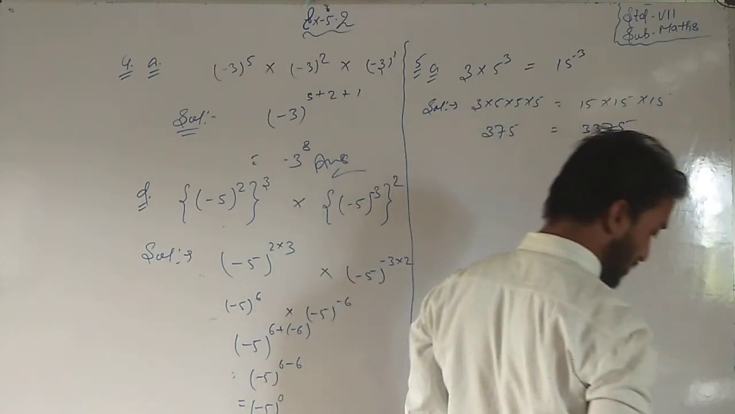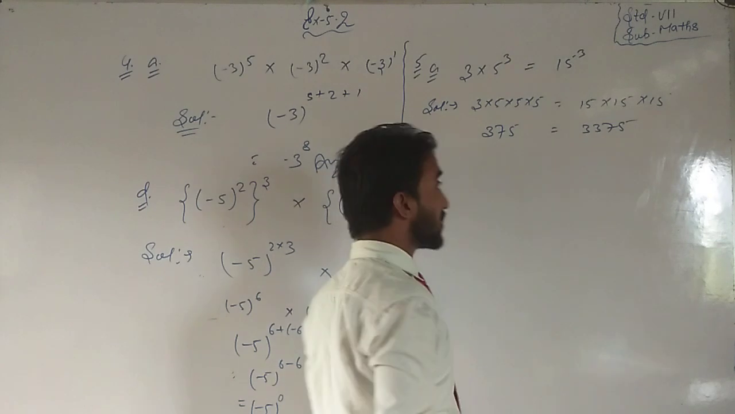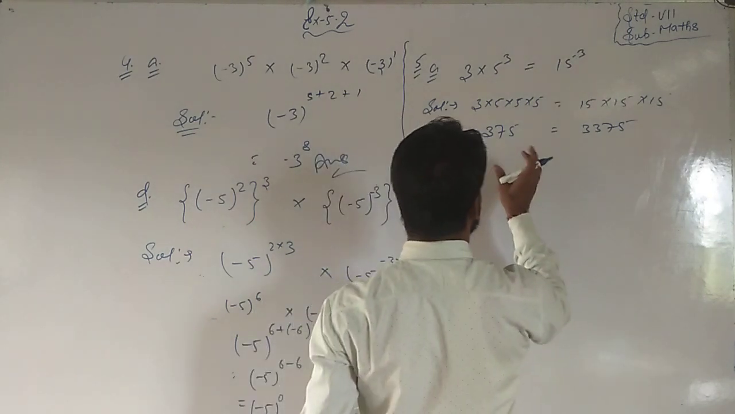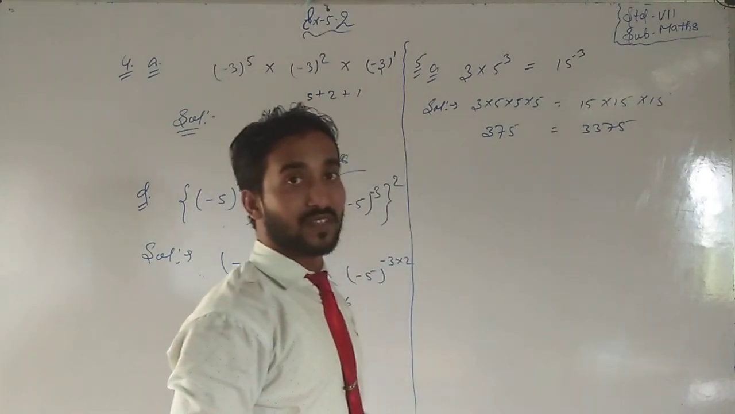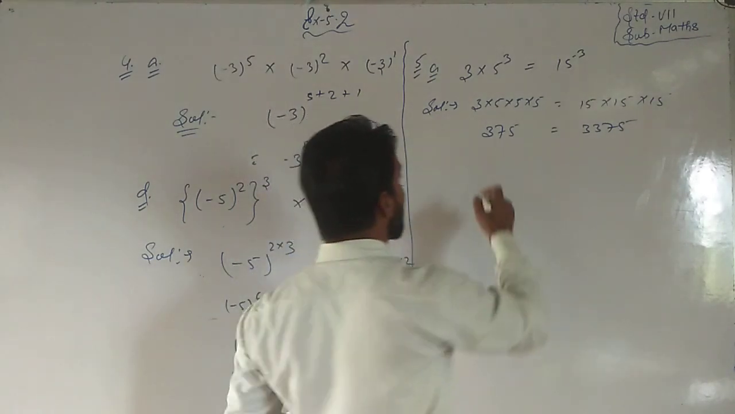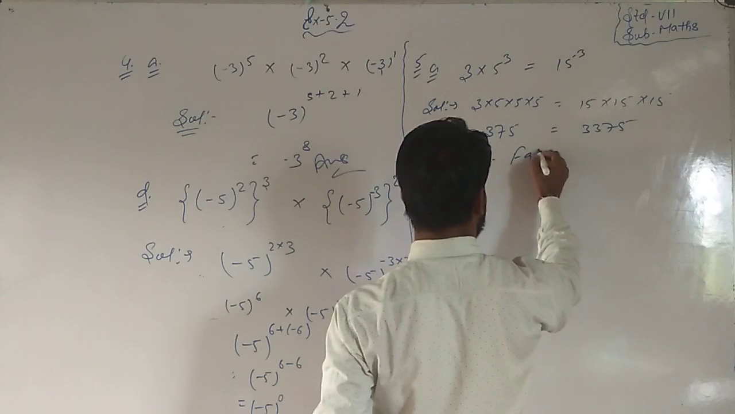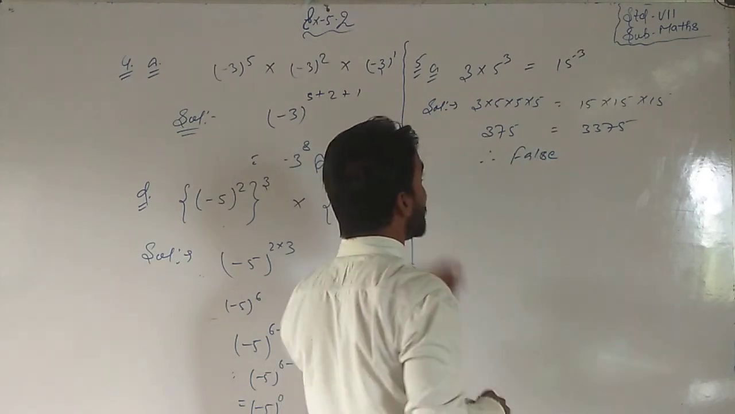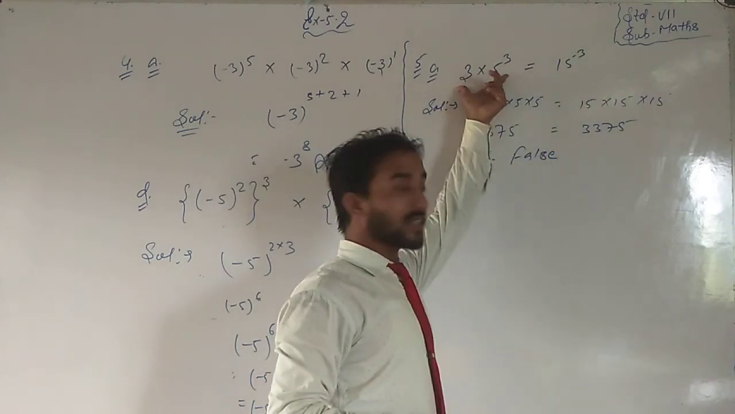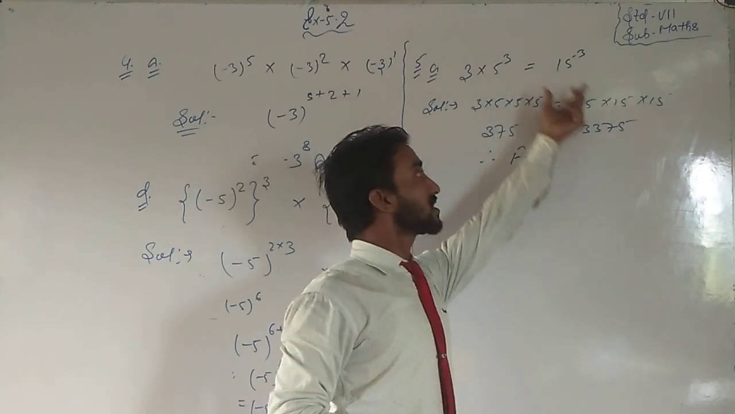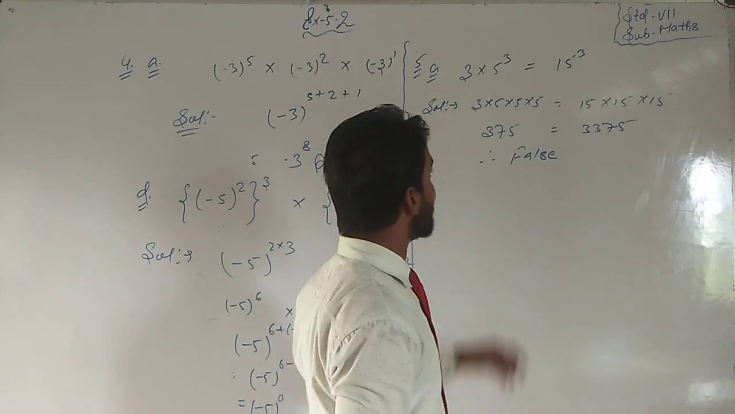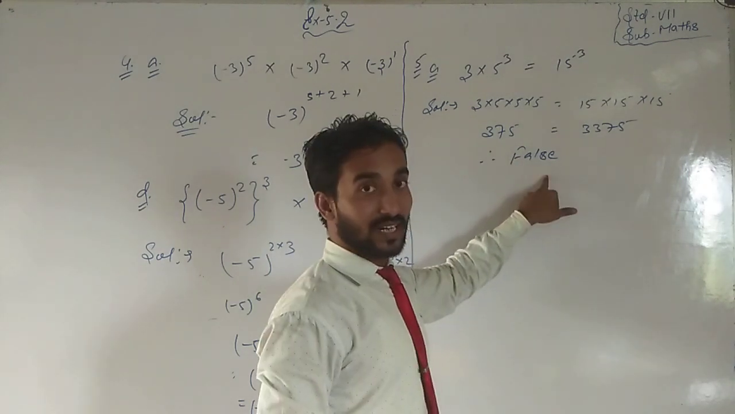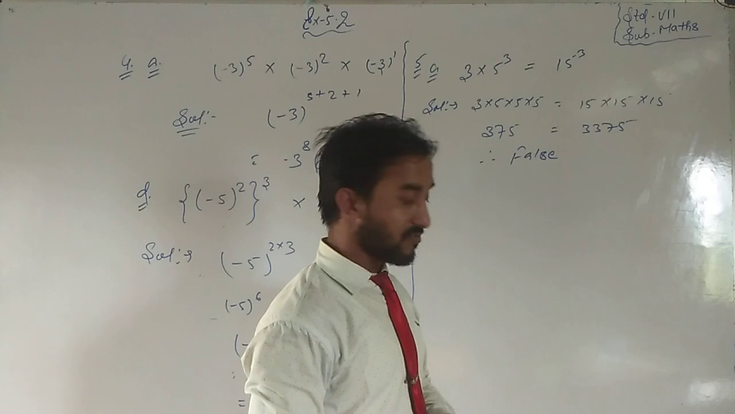It's your work to multiply and verify. Now tell me, do you think that both of these statements are true? No, that is false. That statement is false. Why? Because this product is 375 and this product is 3375. So students, we can easily recognize that the given statements are false.